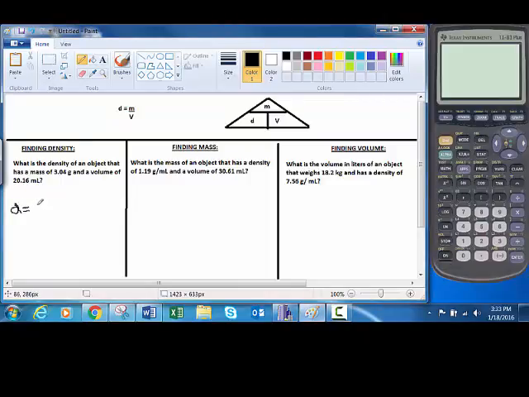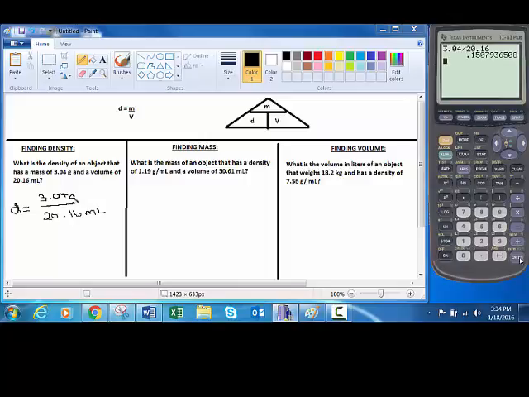So we can say density is equal to mass, which is 3.04 grams, divided by the volume, which is 20.16 milliliters. If we plug this into our calculator, we can say 3.04 divided by 20.16 equals 0.1507936508.